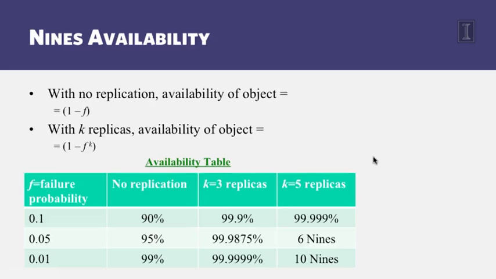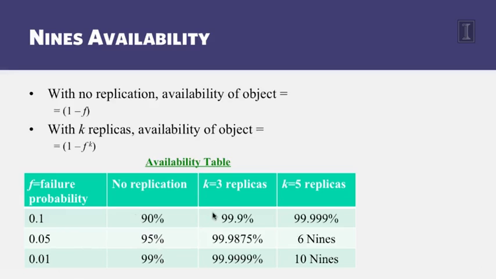How close is it? Well, let's look at some real numbers. Here is a table that shows you in the first column the failure probability f. We have several sample values: 0.1, 0.05, 0.01. These are the failure probabilities of a single server. And then in the next column, it shows the availability of the object when you have no replication, where exactly one copy of the object is maintained. Essentially, this value is just 1 minus f. So 1 minus 0.1 is 0.9, which is 90%, and 1 minus 0.05 is 0.95, which is 95%, and so on and so forth.